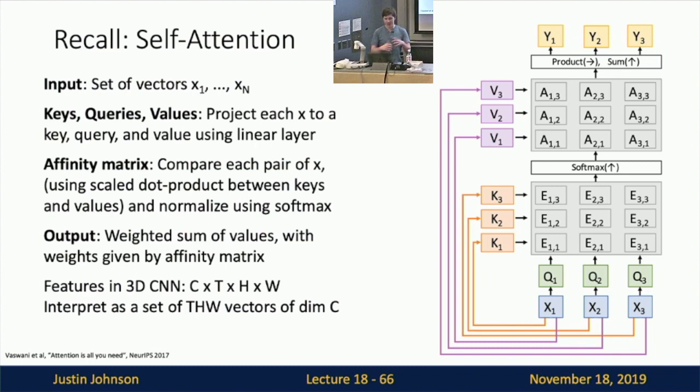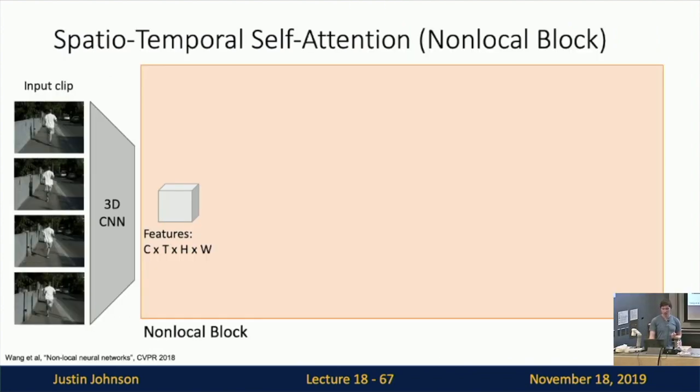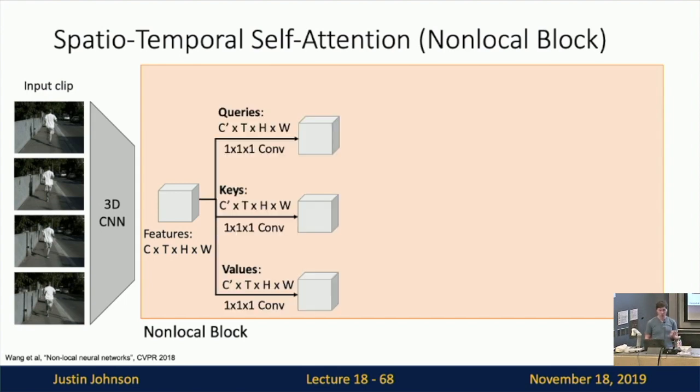And then we can just run this exact same self-attention operator using the set of vectors from some layer in a 3D convolutional network. So then we actually have seen this exact slide before in a previous lecture. It had 2D convolution instead of 3D convolution. But the idea is that we'll receive some set of input features from a 3D CNN. We'll compute keys, queries, and values using 1 by 1 by 1 convolution.